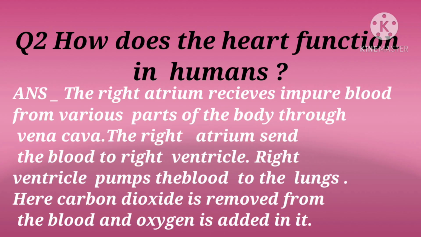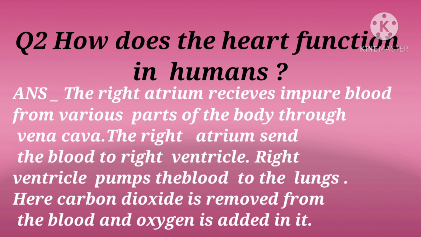Now the next question, number 2: how does the heart function in humans? Actually, in humans, a four chamber heart is present. So, first of all, the right atrium receives impure blood, that means deoxygenated blood, from various parts of the body through the vena cava. And the right atrium sends the blood to the right ventricle. And from the right ventricle, it goes to the lungs.